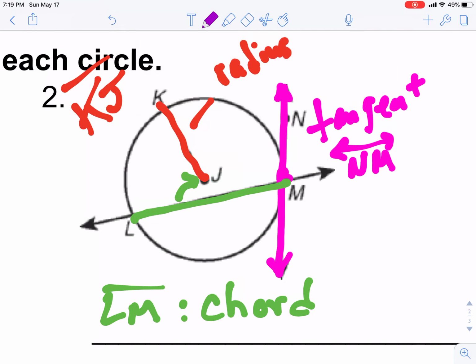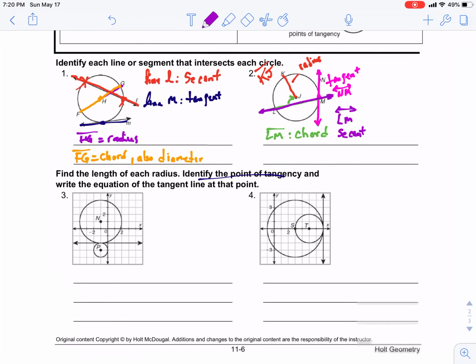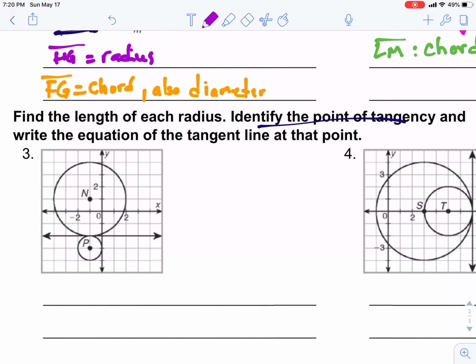And then last but not least, the whole line now with the arrows. So line LM crosses in two different spots. We're going to call that a secant. All right, then we go down here. It says find the length of each radius, identify the point of tangency, and write the equation of a tangent line. Don't worry about writing the equation y equals mx plus b or anything like that. We haven't spent a whole lot of time, but the equation's pretty easy to write.